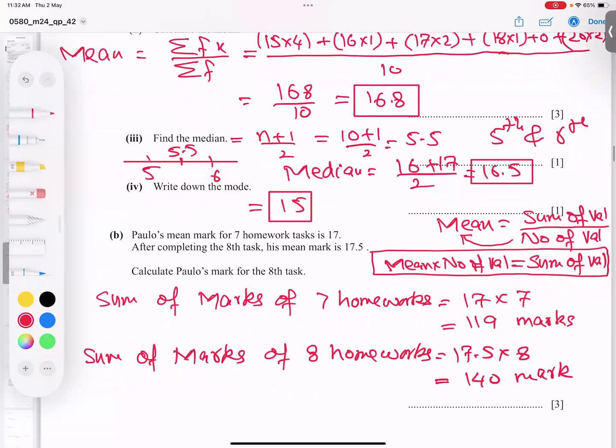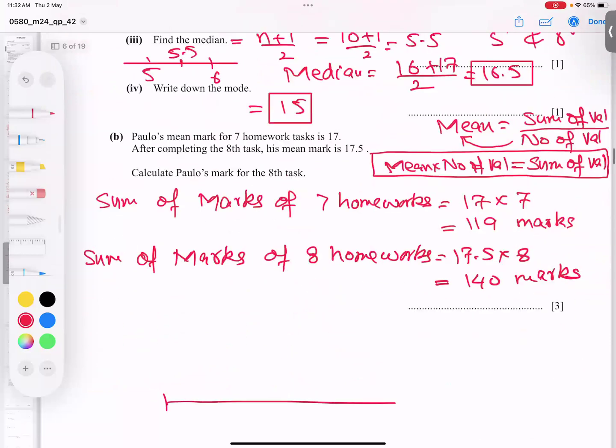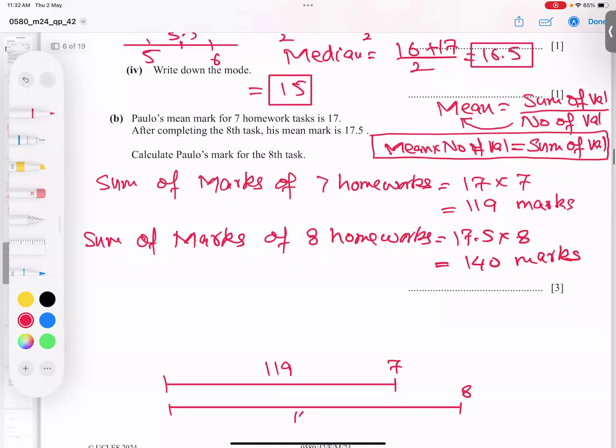So common sense: 7 homeworks, this many marks; 8 homeworks, this many marks. Repeat. 7 homeworks, marks are 119. 8 homeworks, marks are 140. And I'm looking for, these are 7 homeworks and these are 8. So this homework is extra, this is the extra 8th homework. So if I subtract them, I will get the 8th homework.